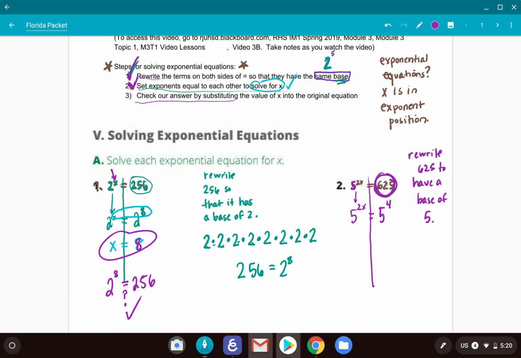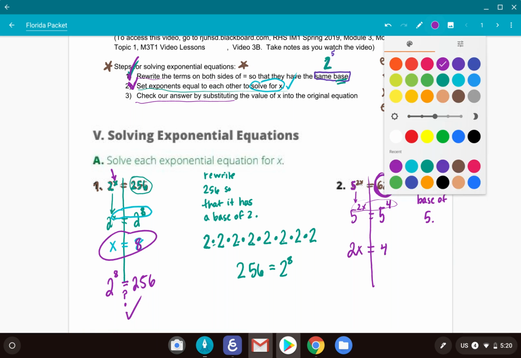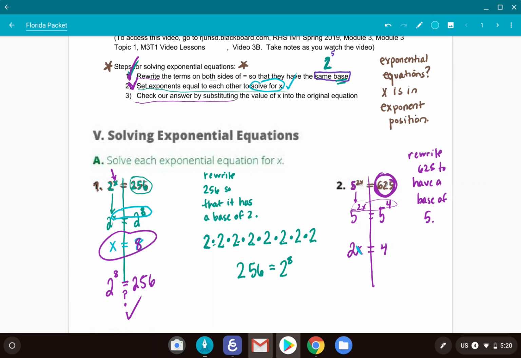And then my next step is to set the exponents equal to each other in order to solve for x. So I'm going to set the 2x and the 4 equal to each other. And the reason I'm going to do that is so that I can solve for x. So my x, I'm going to divide by 2, and I'll get x is equal to 2.